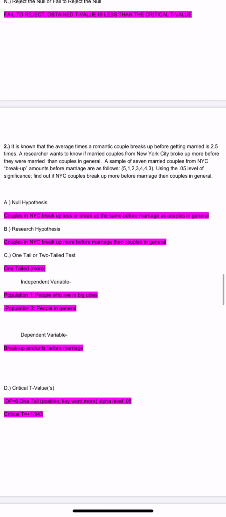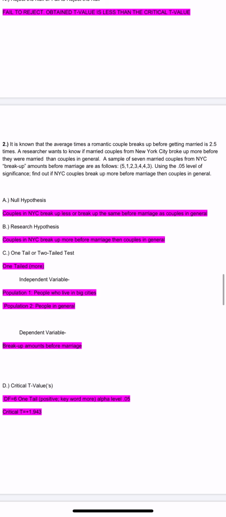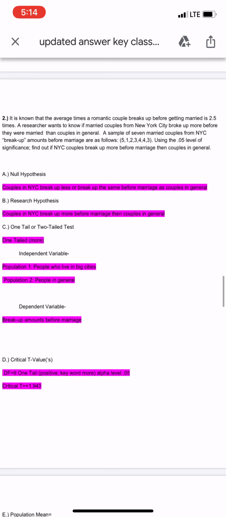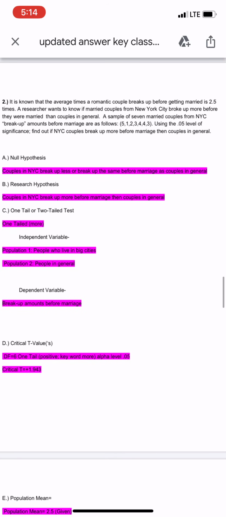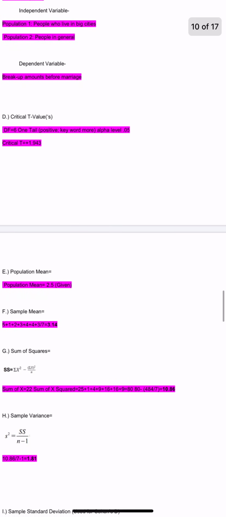The independent variable: the two levels are people who live in big cities and people in general. That is what's being manipulated. And what are we measuring them on? We're measuring them on breakup amounts before marriage. You could also say couples who live in big cities. Either one would work here. Couples might be a better way to put it. However, if you put people on this question on a test, I would still give you full credit for it. Dependent variable: breakup amounts before marriage.